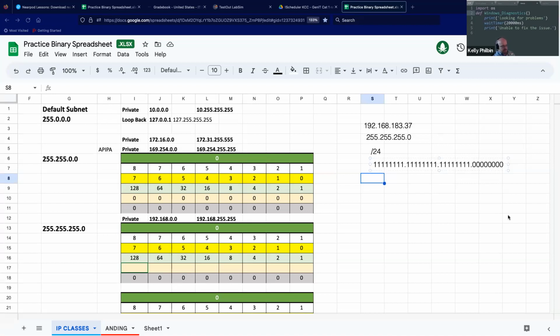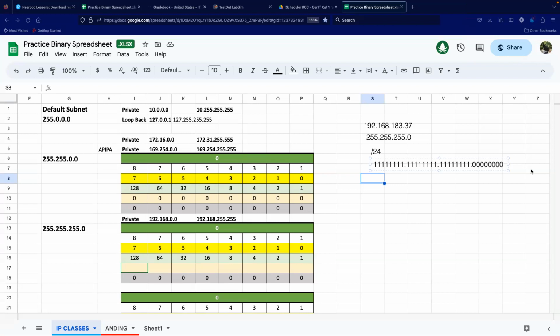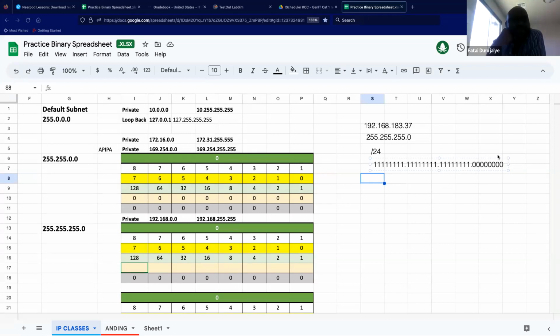So this is the way to represent a subnet mask in binary, right? It's a string of ones followed by a string of zeros. What do the ones and zeros represent in this picture? The subnet mask is telling us the network ID and the host ID. There we go. So the ones in this picture are our network, the zeros are our host, and we can see this as a /24.